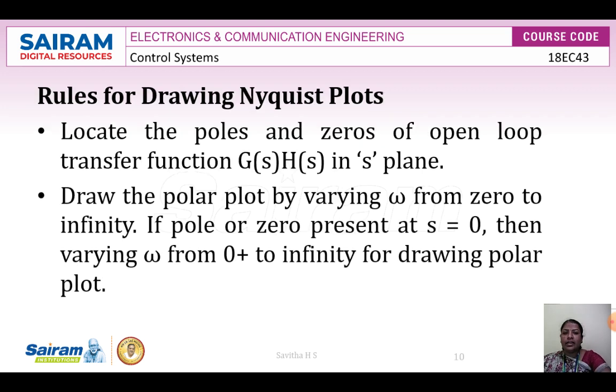Rules for drawing the Nyquist plot. Locate the poles and zeros of the open loop transfer function G(s)H(s) in the s-plane. Draw the polar plot by varying omega from 0 to infinity. So before going for the Nyquist plot, first we need to draw the polar plot. For that, omega should be varied from 0 to infinity. If a pole is present at s equal to 0, then omega is varied from 0 to infinity for drawing the polar plot.